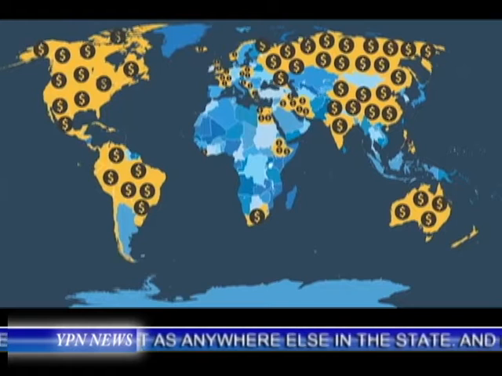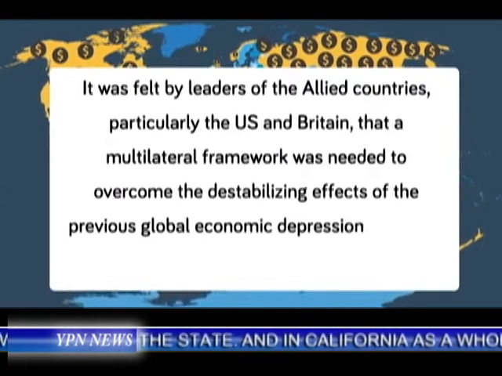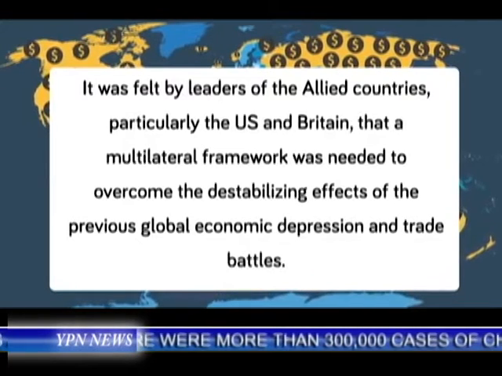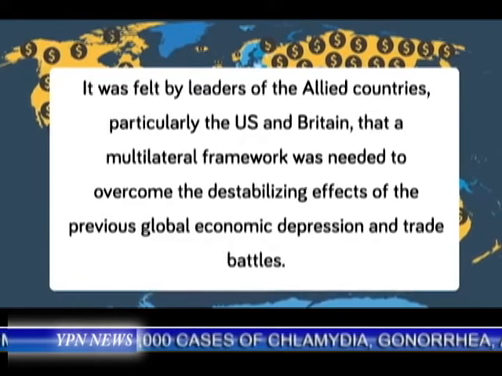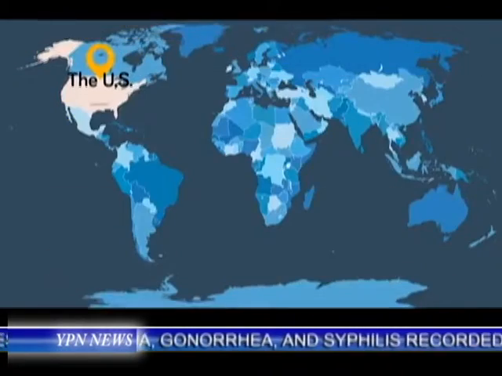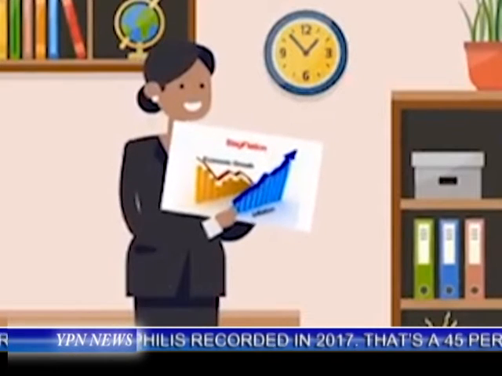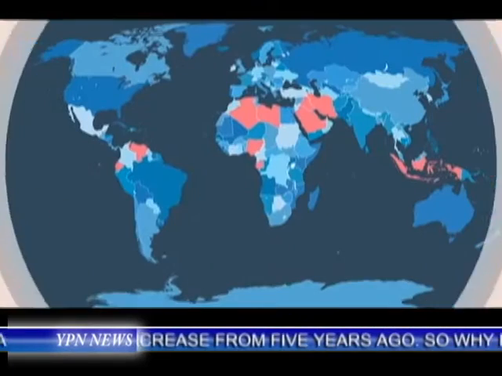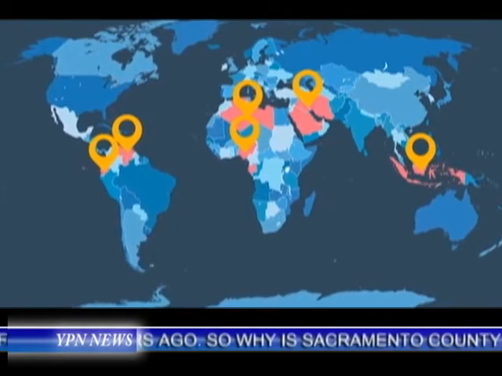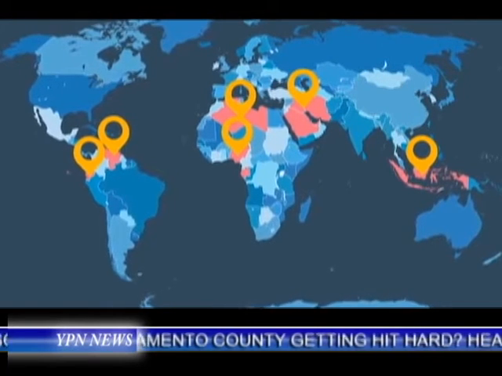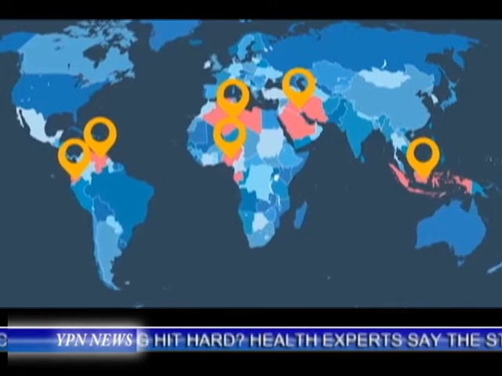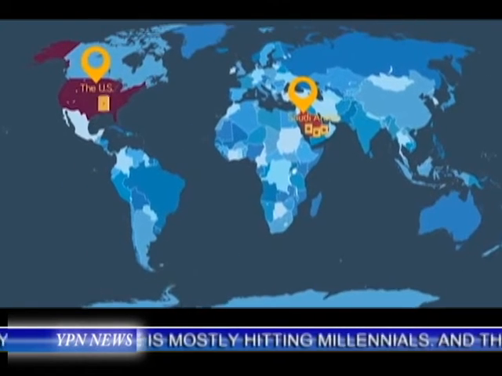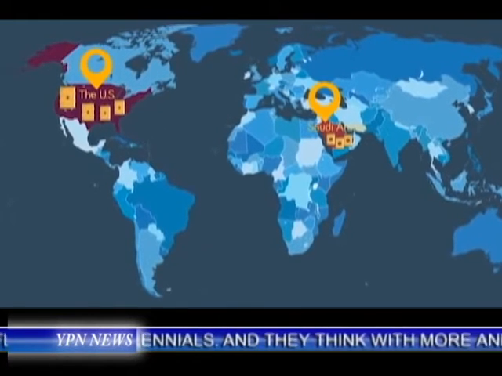The Bretton Woods website tells us it was felt by the leaders of the Allied countries, particularly the US and Britain, that a multilateral framework was needed to overcome the destabilizing effects of the previous global economic depression and trade battles. It ended anyway in 1971, when the US suffered what is called stagflation, and that means a combination of inflation and recession. This had a negative effect on nations that belong to what is called the Organization of the Petroleum Exporting Countries. Most of the member countries are in the Middle East, with others being in Central America and Africa. Then in 1979, we got something called the U.S.-Saudi Arabian Joint Commission on Economic Cooperation.